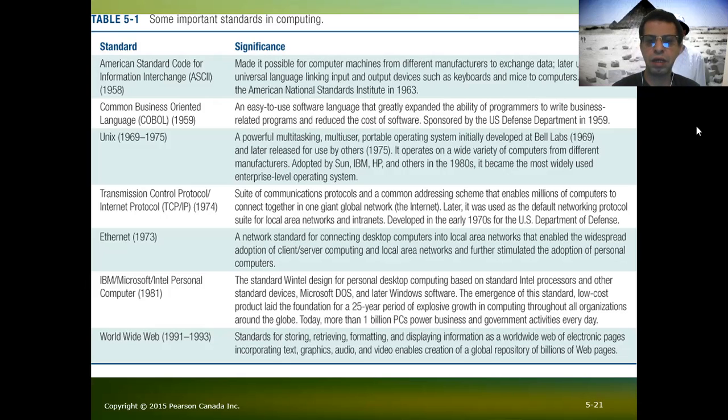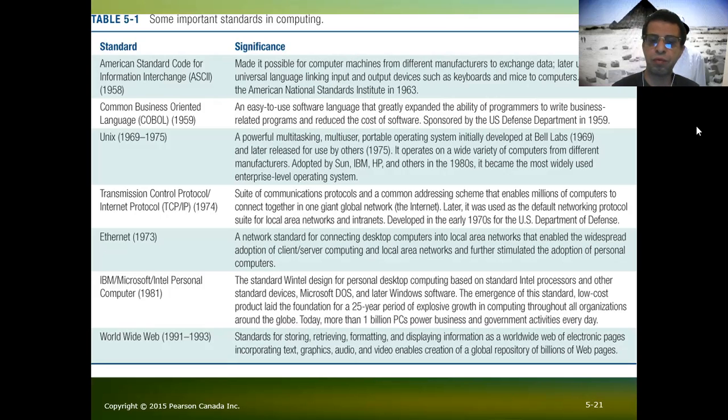And it is an easy to use software language that greatly expanded the ability of programmers to write business related programs and reduce the cost of the software. And it was sponsored by the US Defense in 1959. And then you had something called Unix, and then Linux came, in 1969 to 1975.